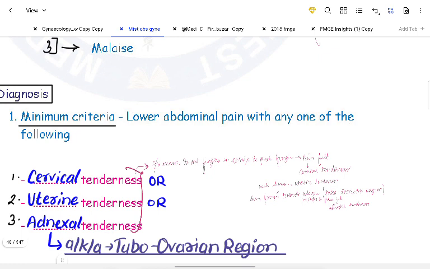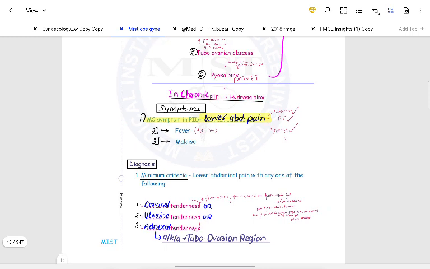So for the diagnosis, the minimum criteria should be lower abdominal pain, which is a must, because the uterus, the fallopian tube and the ovary are involved. So there will be lower abdominal pain plus either cervical tenderness, which can be felt on pervaginal exam when there is pain on pushing, or uterine tenderness, or tubo-ovarian tenderness, or adnexal tenderness.